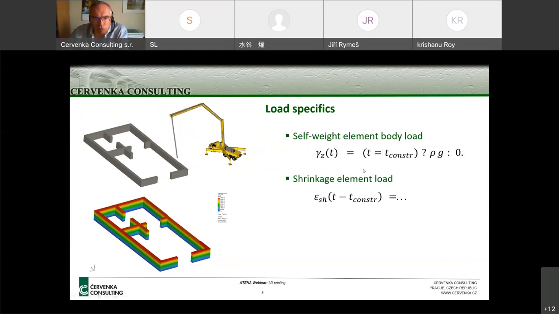Of course, in addition to the elements appearing gradually during the printing process, depending on the time, their self-weight is also activated when the element appears. And also the shrinkage starts. So we define a shrinkage law depending on time, and the shrinkage strains are introduced. The amount of shrinkage depends on the age of the element, which is the current time minus the construction time, meaning the time when this element was printed.